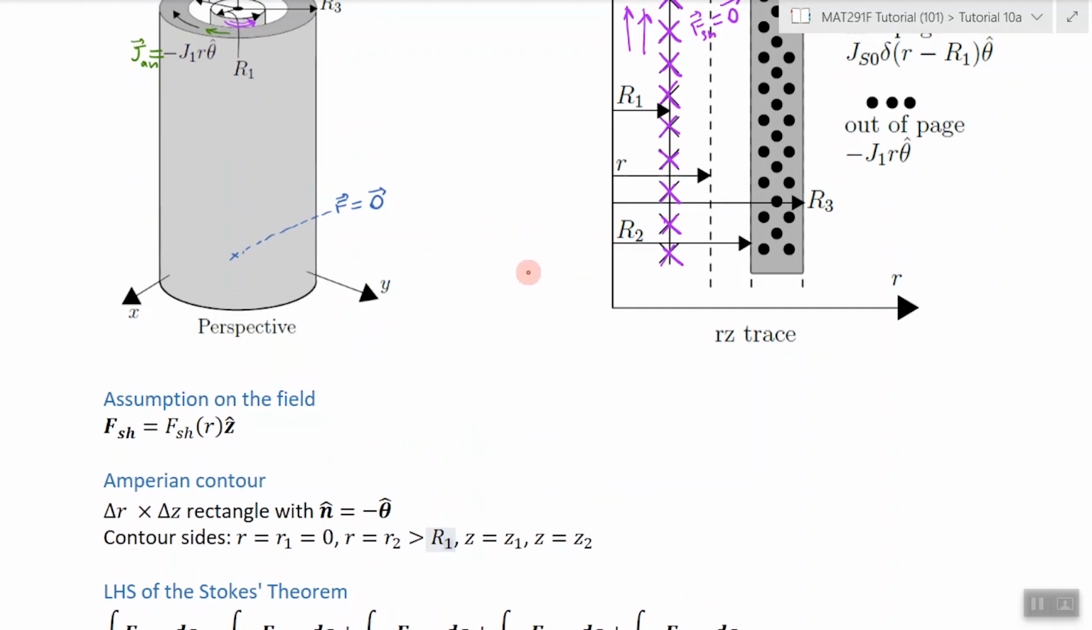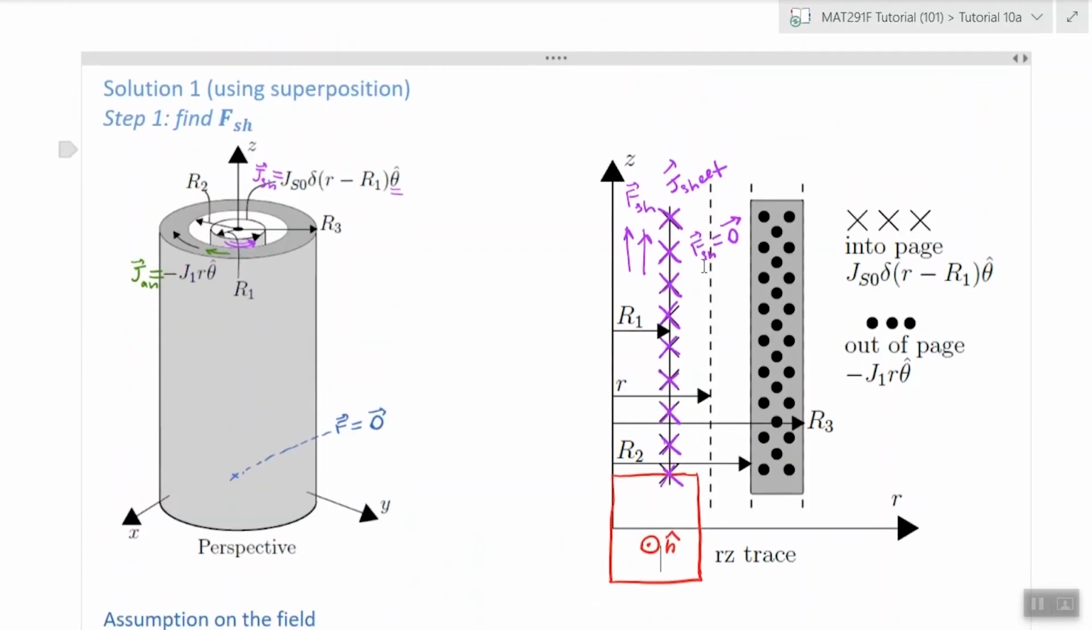Okay, the next step is to set up an Amperian contour. The way we would set up the Amperian contour in this case is to capture the current density. Let's make n hat in the negative theta hat direction. We could make it theta hat as well. But in this case, it's in the negative theta hat, so it's out of the page on the RZ trace.